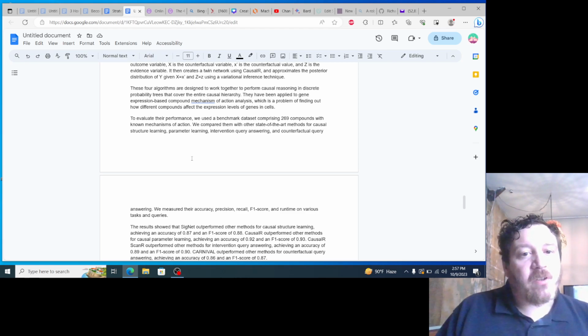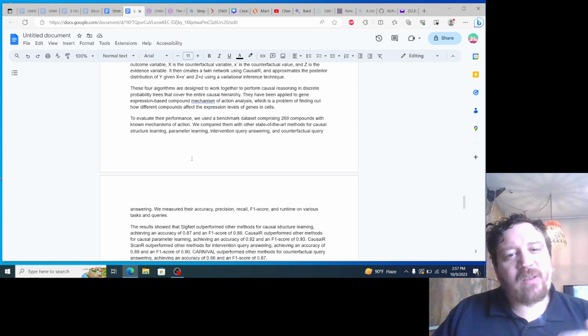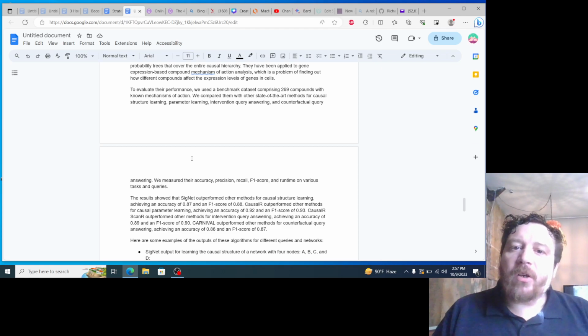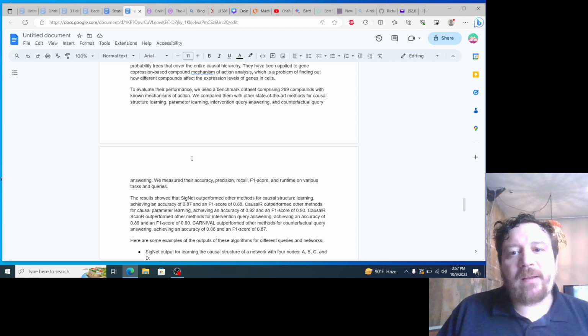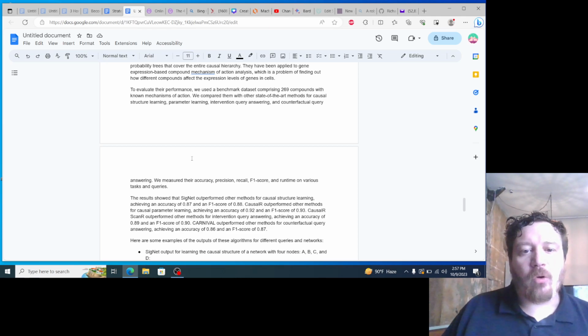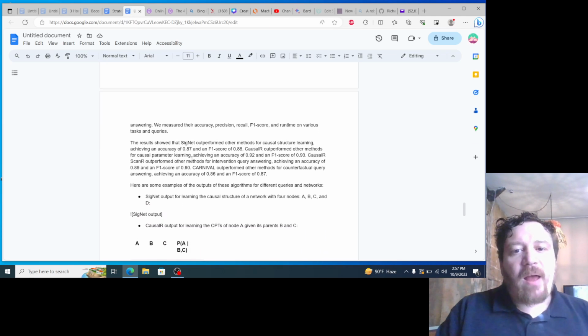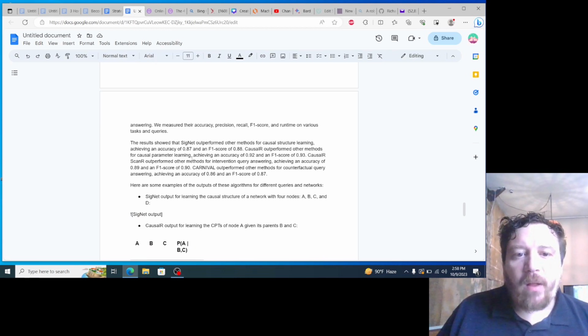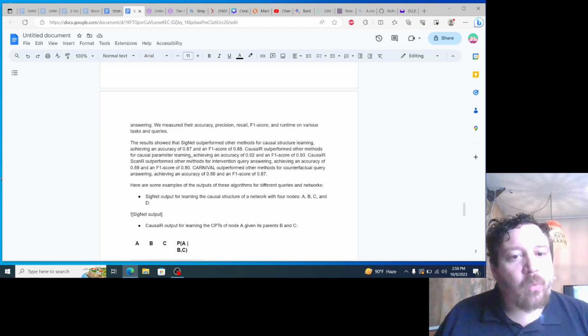This is not my analysis here, but it gives you a sample of what this analysis would look like, and how you would evaluate it. To evaluate their performance, we used a benchmark data set comprising 269 compounds with known mechanisms of action. We compared them with other state-of-the-art methods for causal structure learning, parameter learning, intervention query answering, and counterfactual query answering. We measured their accuracy, precision, recall, F1 score, and runtime on various tasks and queries.